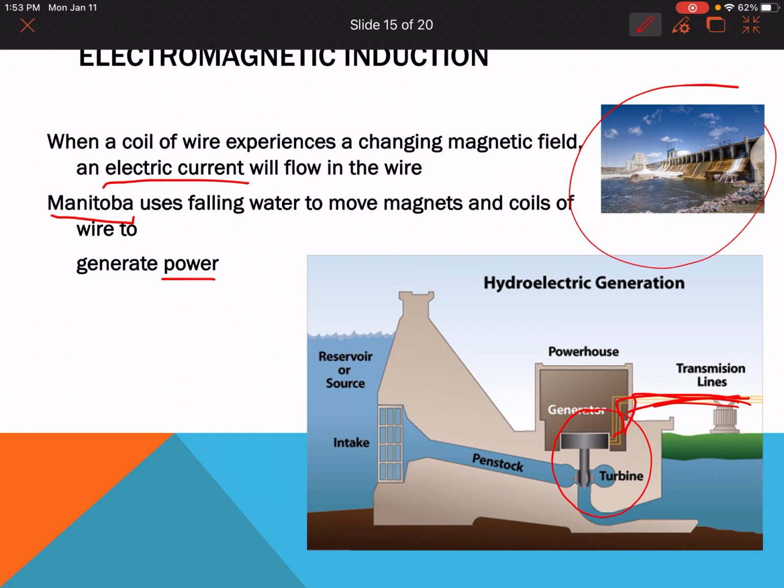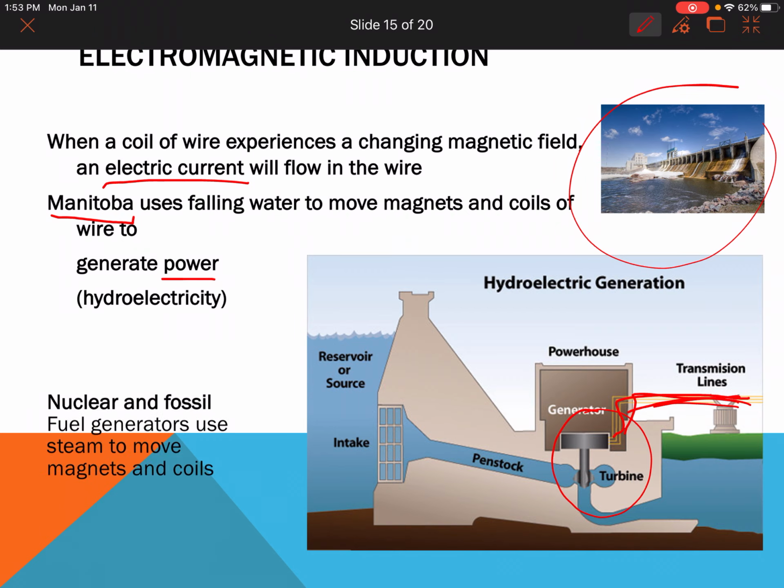I mean, this is what we use in Manitoba, so it's good for you to understand that. Some of you have probably been to the old Pinawa Dam, or Seven Sisters, all in that area. Anyways, we'll talk more about that later. Now, this is called hydroelectricity when we get it from water like this, okay?